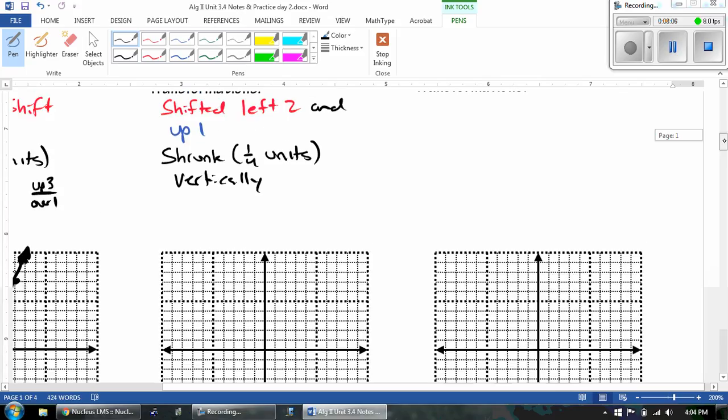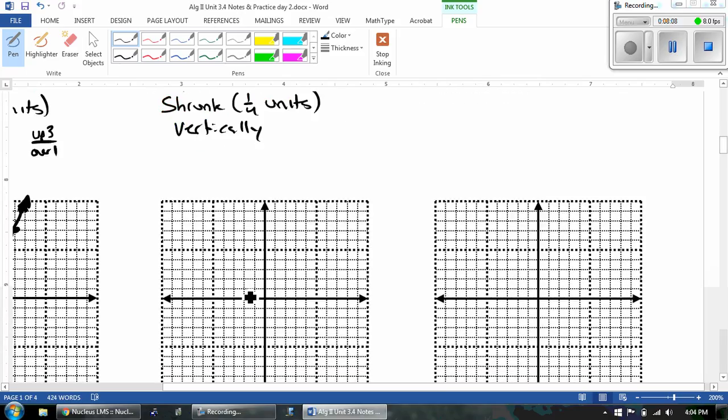So I'm going to go to -2, 1, and then we're going to go up 1 over 4. So up 1, 1, 2, 3, 4. Up 1, 1, 2, 3, 4. And we're going to do that in both directions. 1, 2, 3, 4. And then we're going to use our straight edge to draw our lines. And there you go.